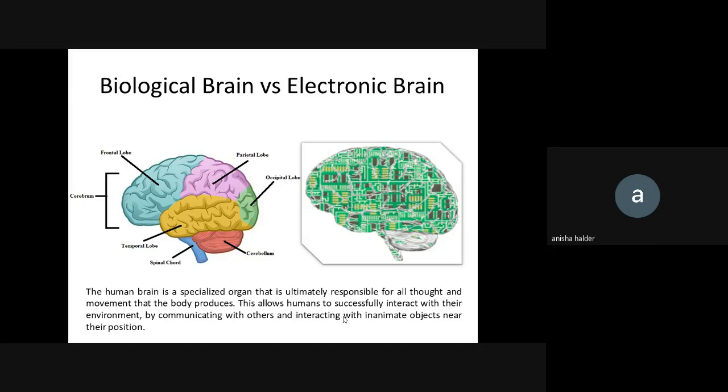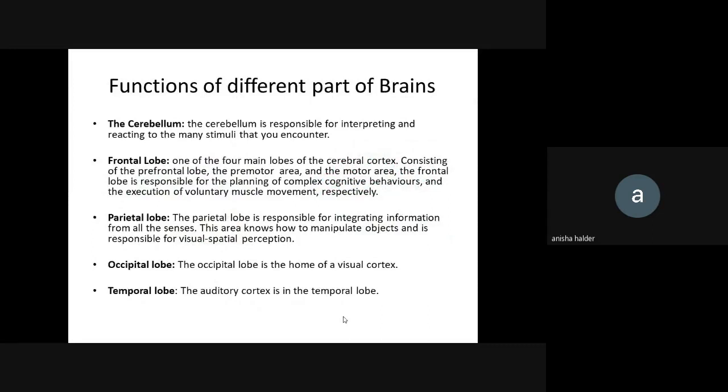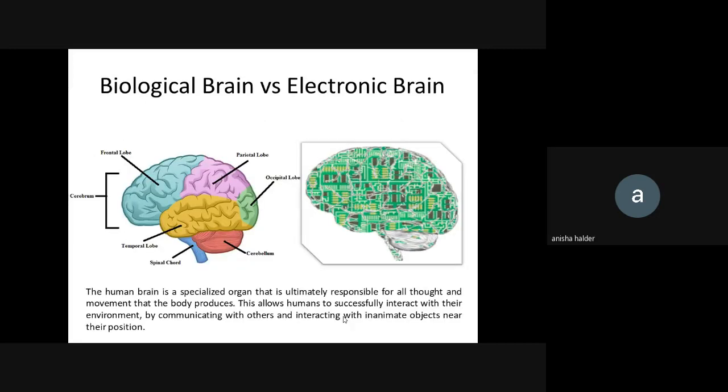Fine. The human brain is a specialized organ that is ultimately responsible for all thought and movement that the body produces, that we know. It allows humans to successfully interact with their environment by communicating with others and interacting with inanimate objects near their position. Fine, this is the work of our brain. These are the different working parts of the brain: cerebellum, frontal lobe, parietal lobe, occipital lobe, temporal lobe. And all these lobes have their specific jobs.